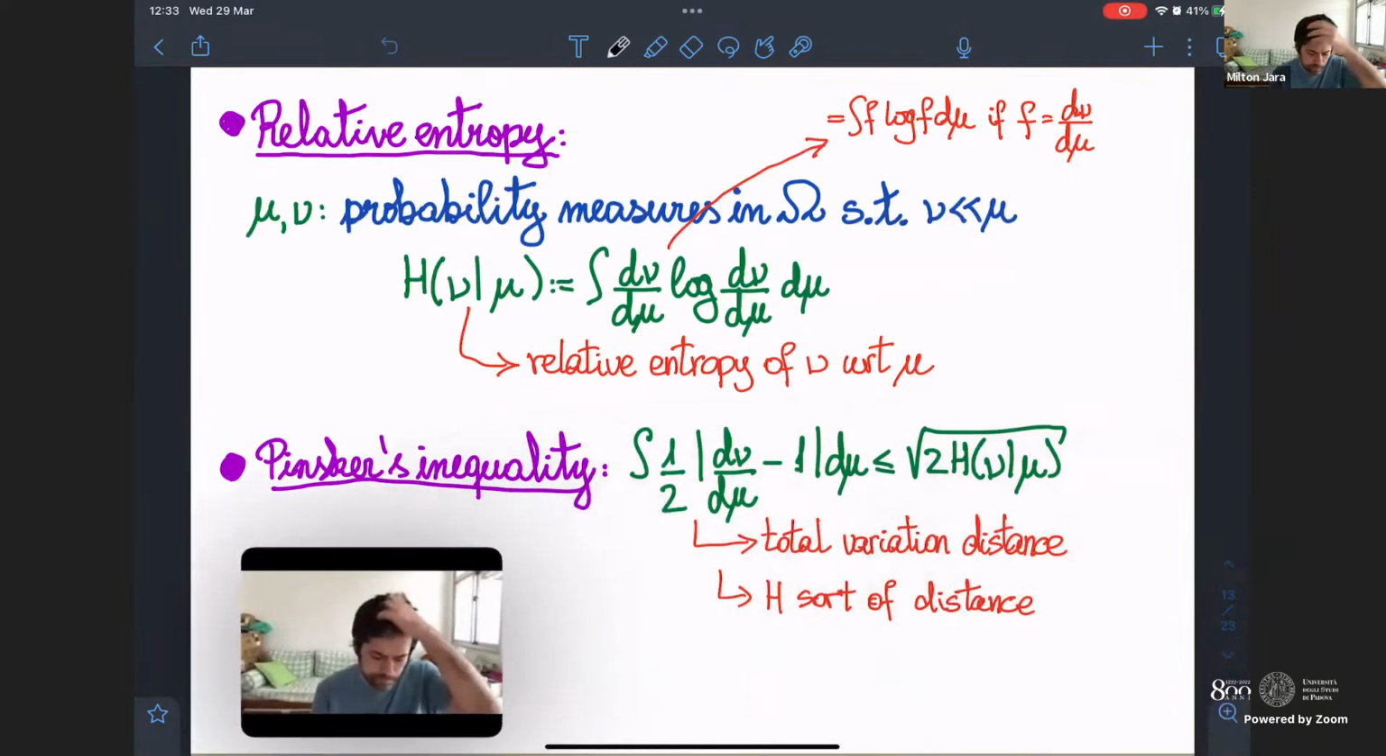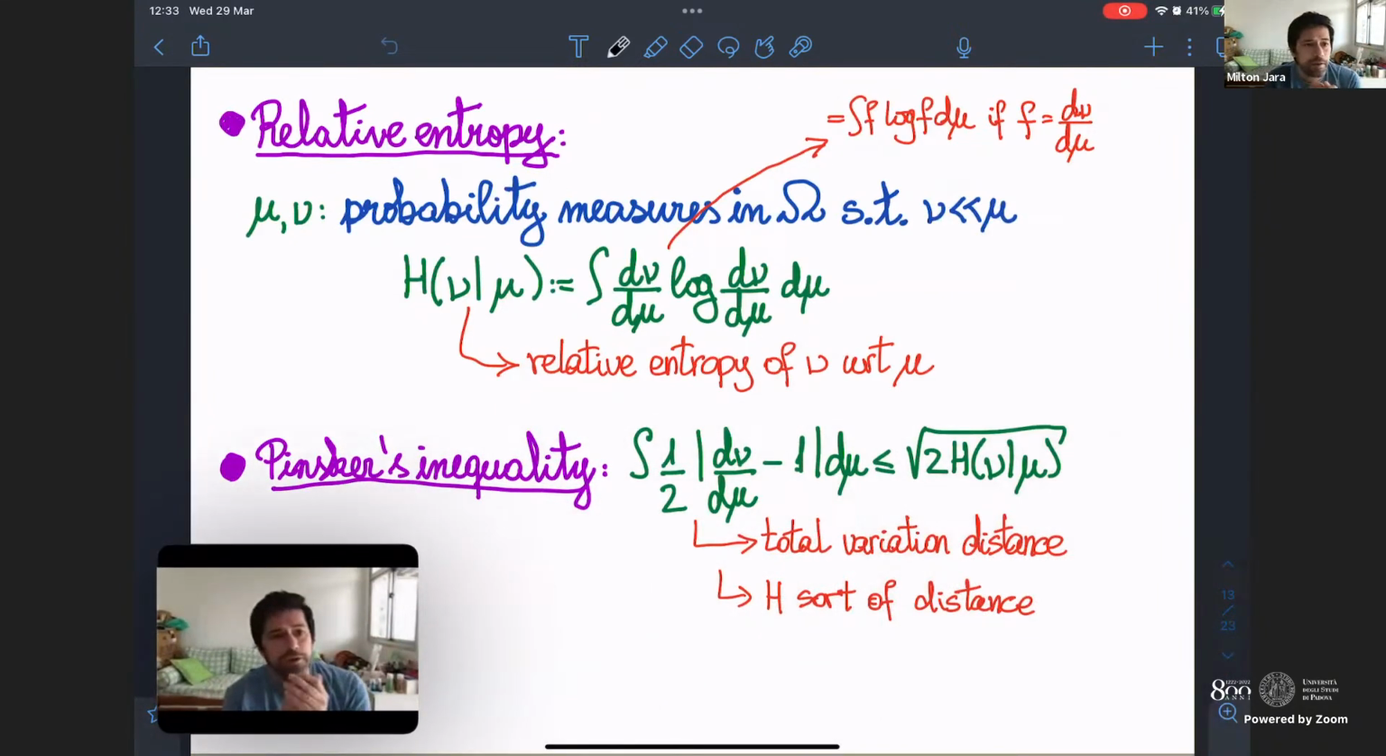So, inspired by statistical mechanics, we want to use relative entropy. That's a nice object for many reasons, and in principle it's a way to measure the distance between probability measures. It's not really a distance, but by Pinsker's inequality you can estimate the total variation distance in terms of entropy. So although the relative entropy is not exactly a metric, it can be used as a way to compare the closeness of two probability measures.